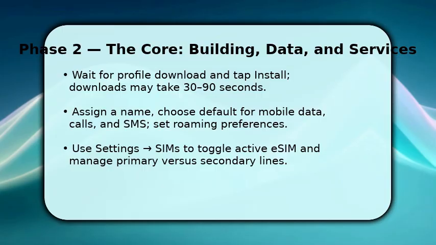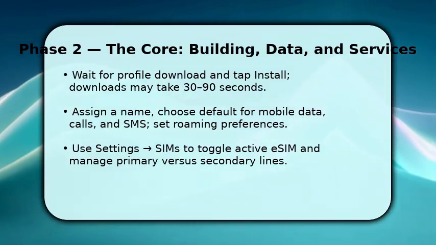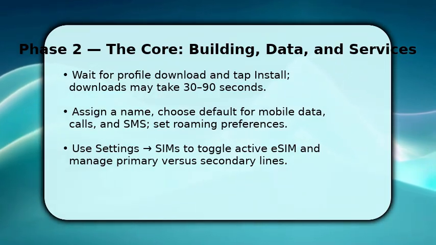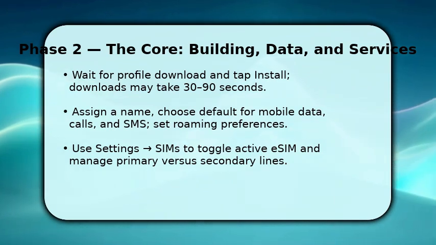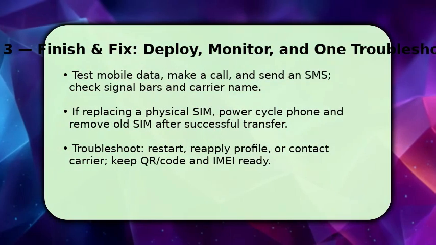Next, choose whether the eSIM will be your default for mobile data, calls, and messages. This matters because Android uses defaults for billing and data routing. If you have a physical SIM too, use the SIMs menu to set primary line and adjust roaming or data saver preferences before testing. You're nearly done.